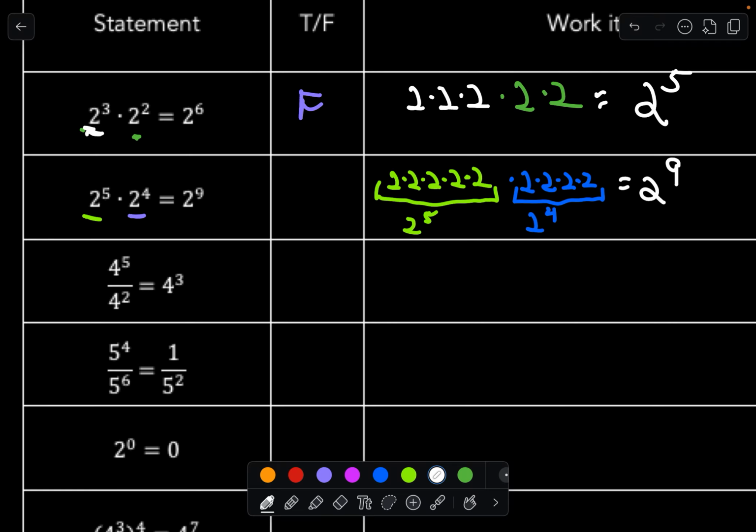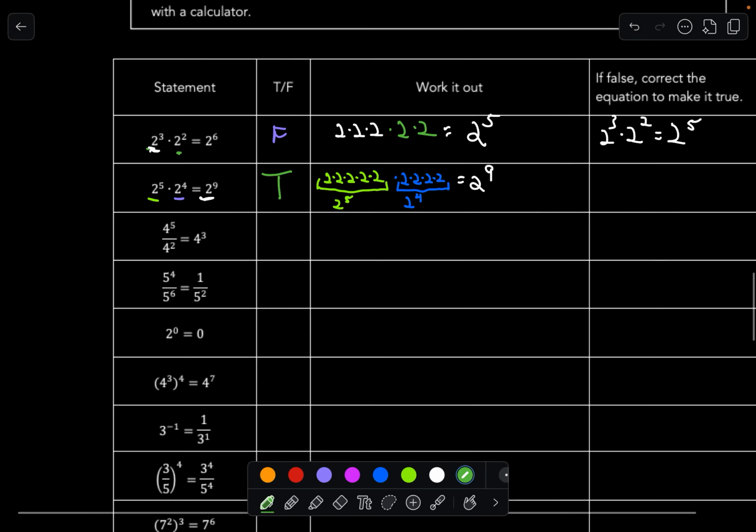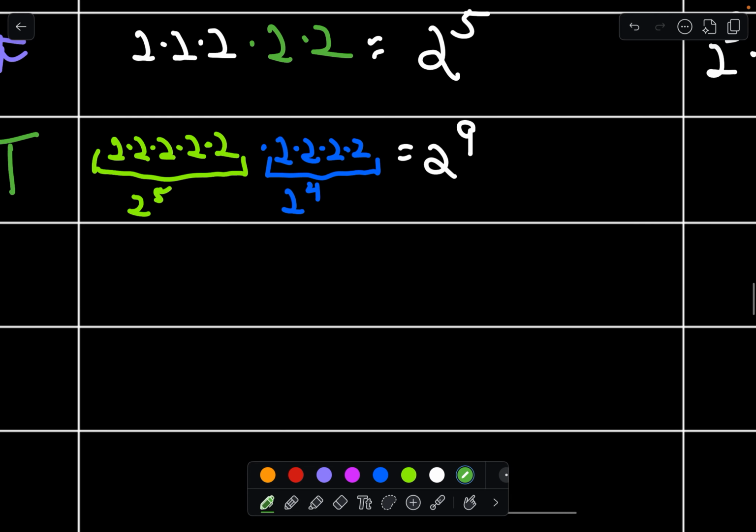All right? So this statement is true. Okay? So it's not false, so we don't have to write anything over there. What I'm writing here is working it out. I'm showing you if it's true or false.